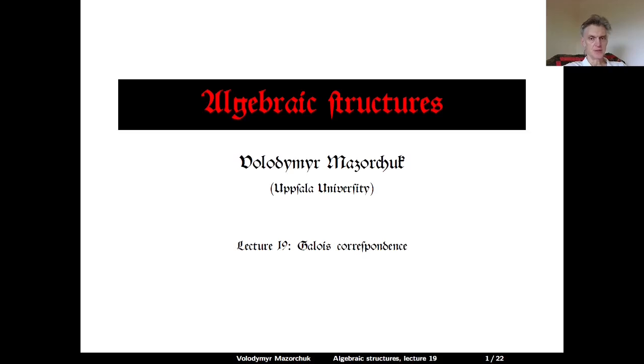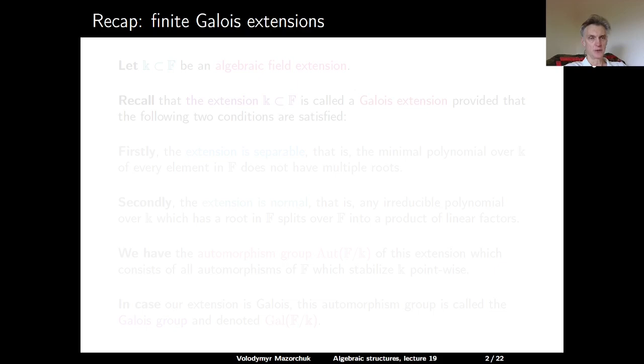Algebraic structures, lecture 19, Galois correspondence. Let us start by recalling what we did in the previous lectures. Let F be an algebraic field extension of K.